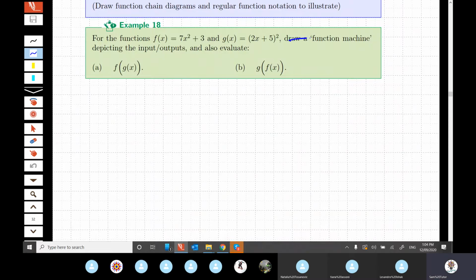Don't worry about the whole draw function machine. That was back when you were in kindergarten. Now that you guys are finishing off end of year 11, you just do it. So what do you do for f of g of x? Sub in g of x into f of x. So it'll look like this. F of g of x looks like this. 7, sub in this guy into this guy.